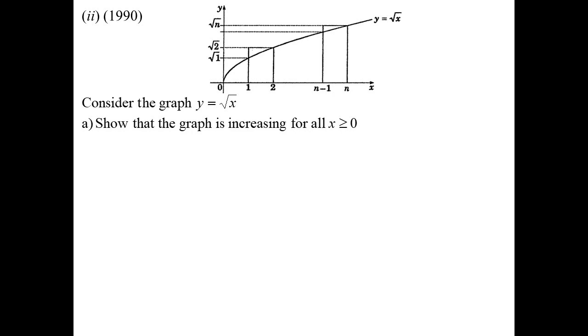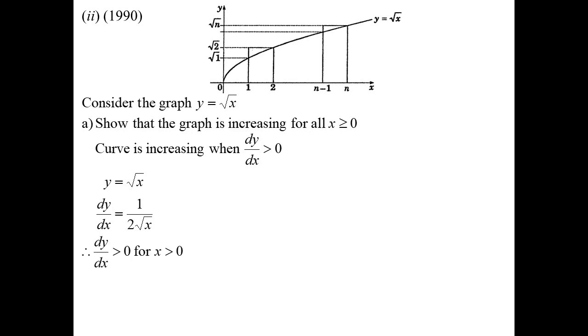They gave us the square root graph and they've labelled particular points there. First part simply said, show that this graph is increasing. Well, you just gave me a picture. I can see, look, it's going up, it's increasing. But anyway, they want us to show that it is. So how did I do it? Well, I know a curve's increasing when the derivative is positive. The derivative of root x is 1 on 2 root x, and that's certainly always positive. So I know that it's always positive for x greater than 0.